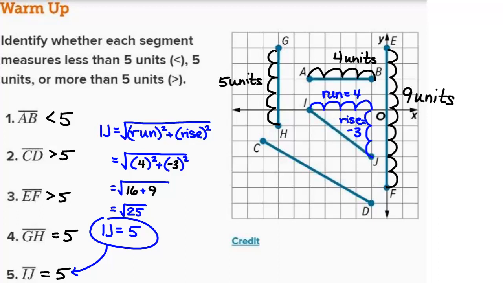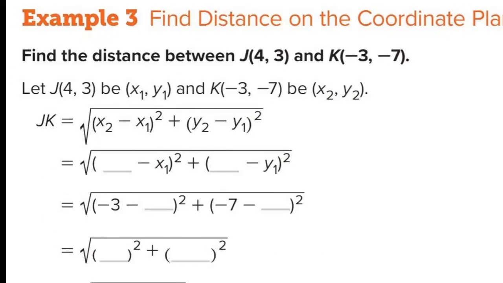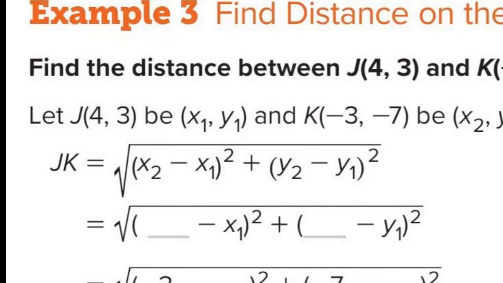Let's try the problem that's in your book, where we're going to practice this exact same skill, but instead of counting my run and my rise, we are going to calculate it by doing x2 minus x1, y2 minus y1. So we're still on page 29. We want to find the distance between point J and point K.